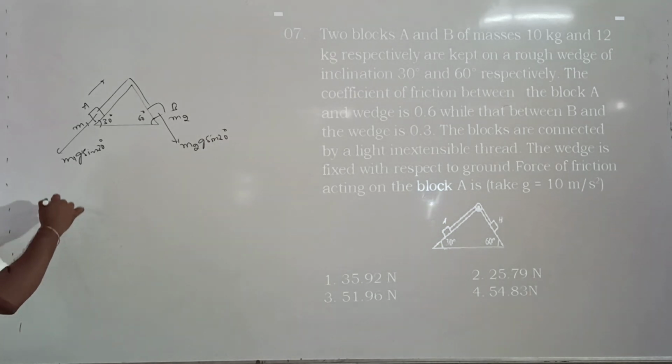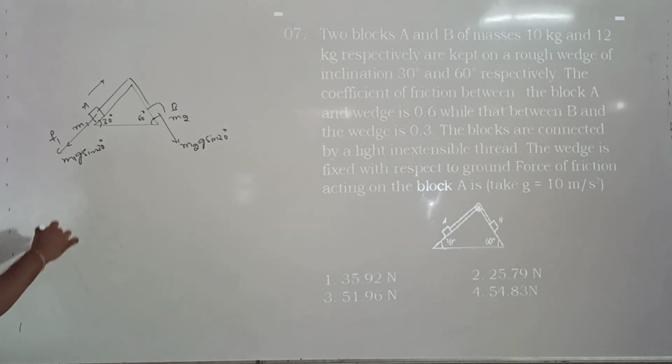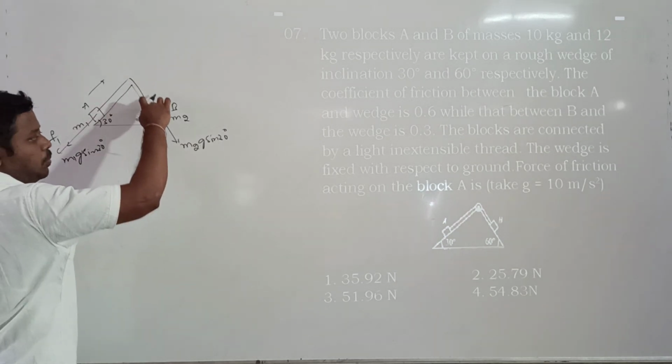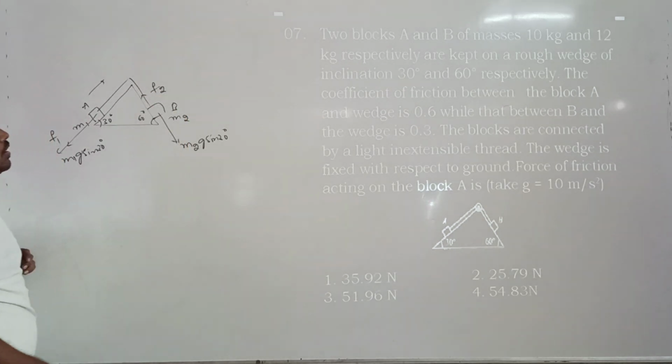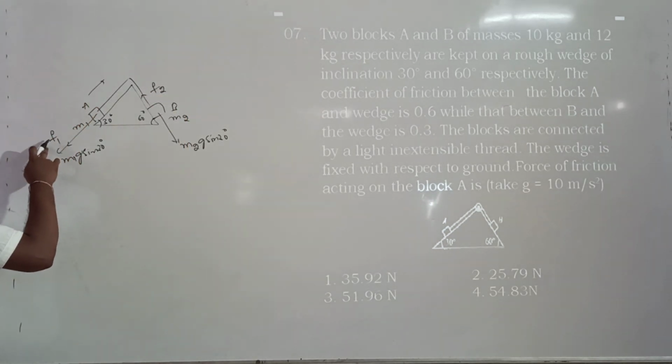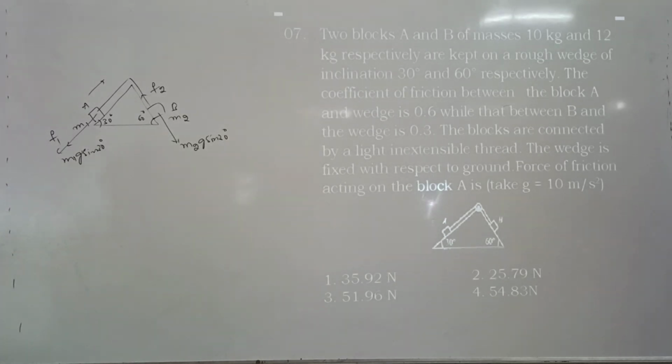When it is moving, what is the direction of friction on this block? Can I call this friction F1? Now this block is moving down, so this friction is given by F2. F1 is the force of friction acting on A. F2 is the force of friction acting on this one, B. Now they are asking us to calculate F1.